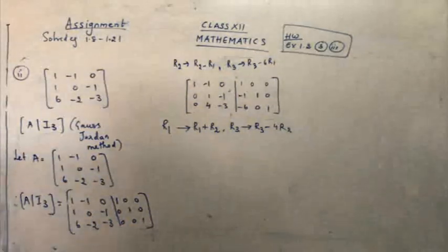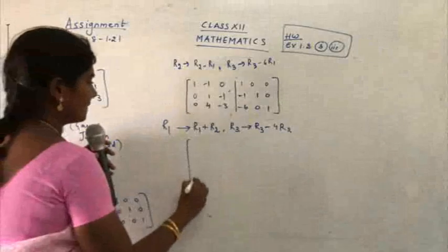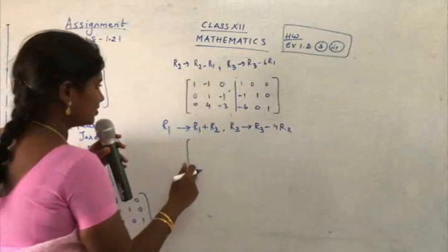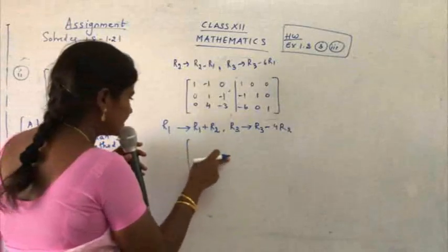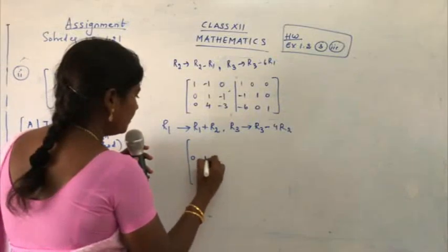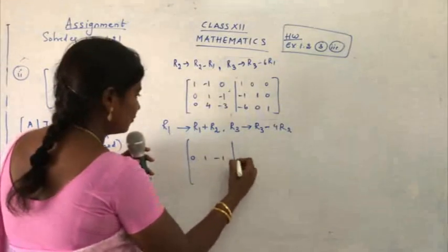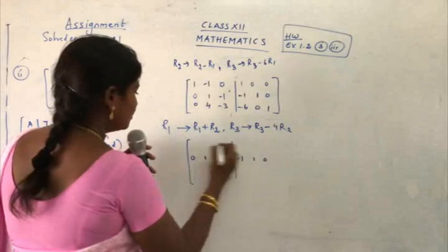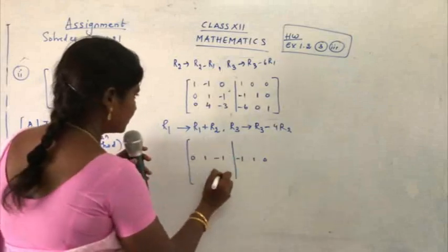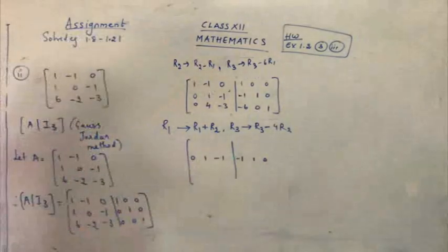So follow, complete the matrix. There is a change in R1 and there is a change in R3. So the second row is written as it is: 0, 1, minus 1. There is no change in the second row. Minus 1, 1, 0. So change your R1 and change your R3 and get me the answer.